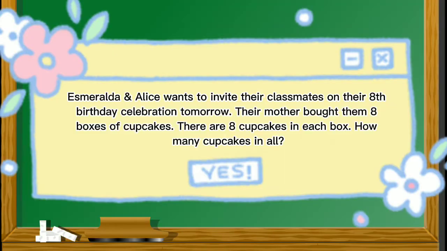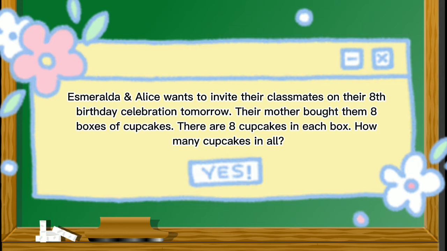As I said earlier, this lesson gives importance to visualizing multiplication of numbers by 8 and 9. We have a situation here and I am going to read it to you. What you're going to do is analyze the situation so that you can answer it later. The situation is, Esmeralda and Alice are twins. They want to invite their classmates to their 8th birthday celebration tomorrow. That's why their mother bought them 8 boxes of cupcakes. If there are 8 cupcakes in each box, how many cupcakes are there in all?